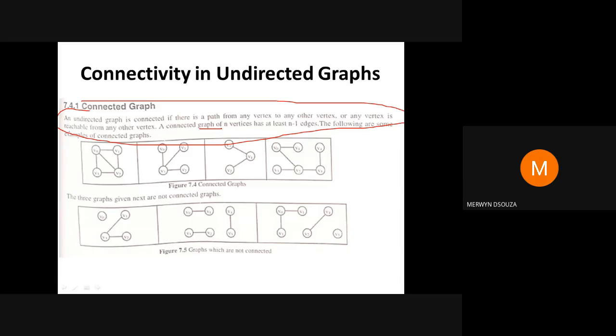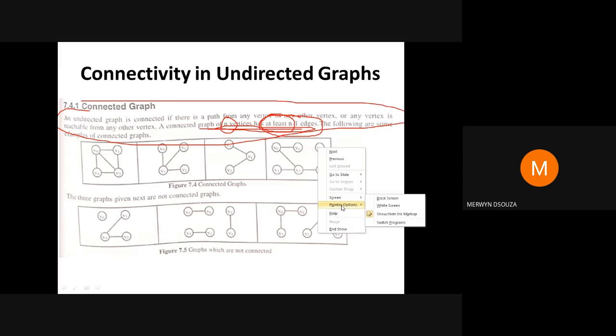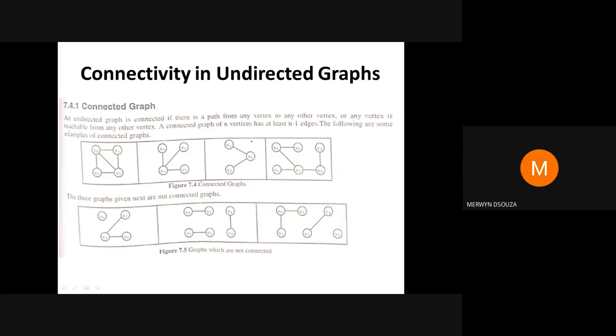Now another way of identifying a connected graph is by using this property. A connected graph of n vertices will have at least n minus 1 edges. So if there are n vertices, then it will have at least n minus 1 edges. The important word here is at least. It does not mean there will be exactly n minus 1 edges. There could be more edges. I hope you understood this. If you have any questions about what I'm explaining, you type in the chat. I'll come back to those questions later.